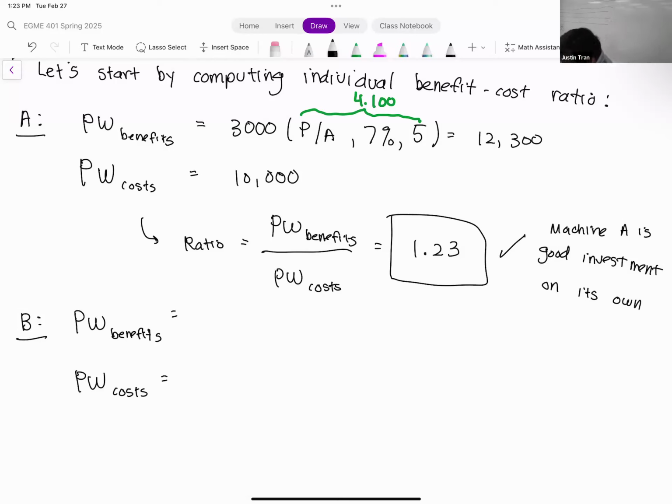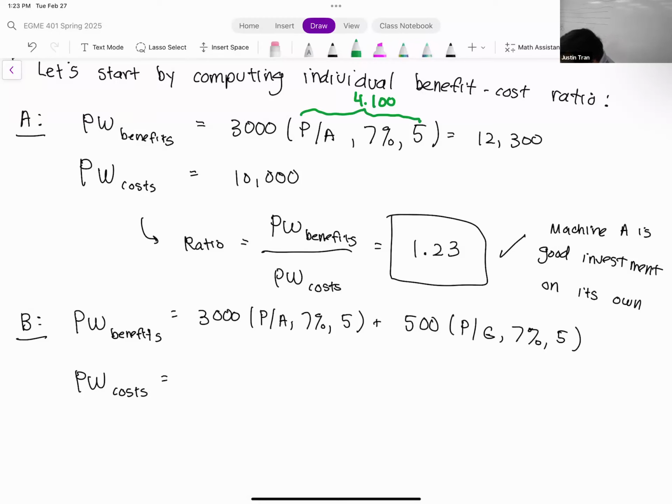So for the benefits for machine B, we have our $3,000 per year revenue. That is a uniform series. So just like for machine A, we're going to take 3,000 multiplied by P over A, 7% and 5. But for machine B, we also have our gradient. We have a $500 gradient. That's the amount that the revenue is going to increase per year. So that's P over G, 7%, and 5.